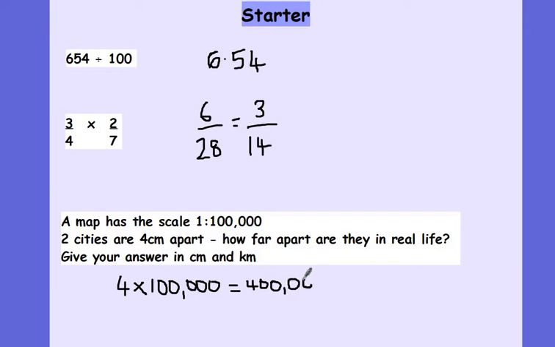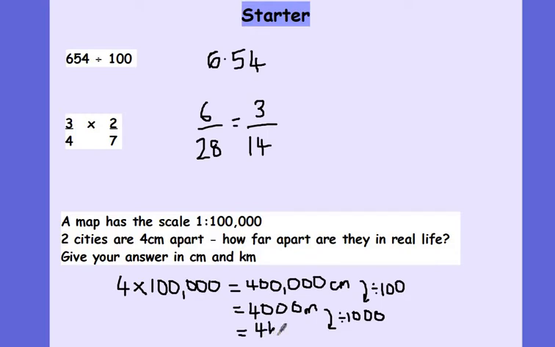But I've been asked to convert that into kilometres. So I divide it by 100 to convert it into metres, which gives me 4,000 metres. Then we know there are 1,000 metres in a kilometre, so if I divide that answer by 1,000, I'm left with 4 kilometres in real life.